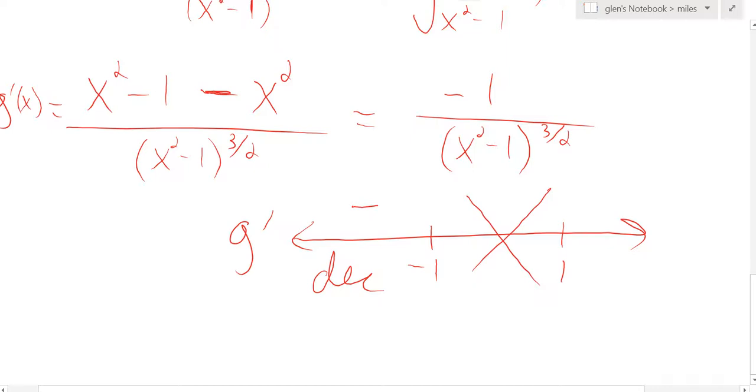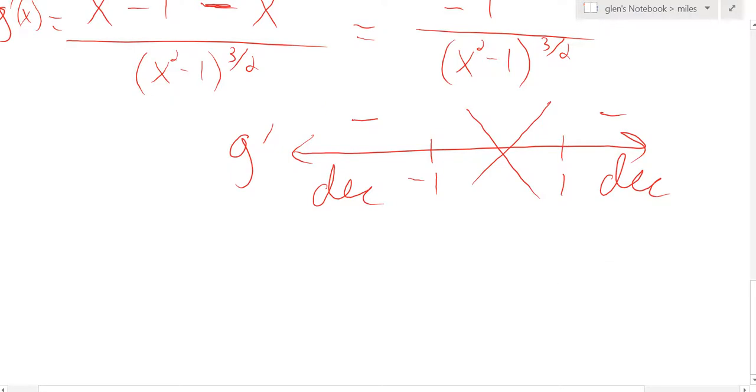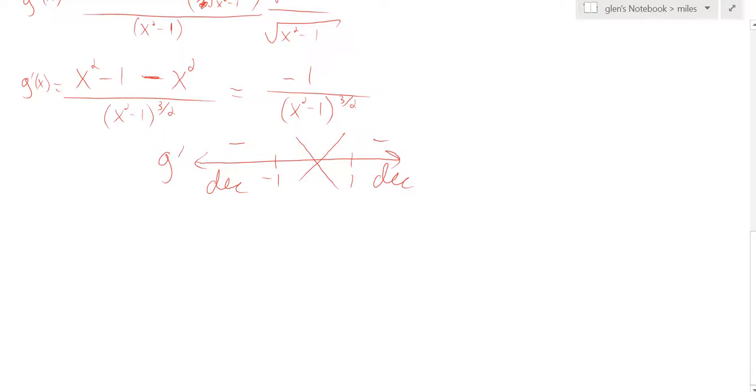And if you plug in a positive number, 5, 6, 10, a million, doesn't matter, you're going to get negative 1 over a positive thing, which is negative. So this graph is decreasing from negative infinity to negative 1, and decreasing from 1 to infinity, which we thought just from the graph, right? Good. So then we have to derive it again.